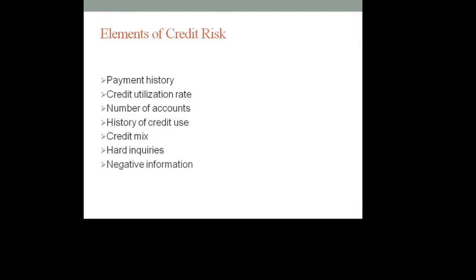Next factor is negative information. Credit reports can contain negative financial information such as collection accounts, bankruptcies, charge-offs, and settled accounts. This type of negative information can adversely affect credit scores in different ways and for different periods of time, depending on the severity of the information. So it is a very important factor.